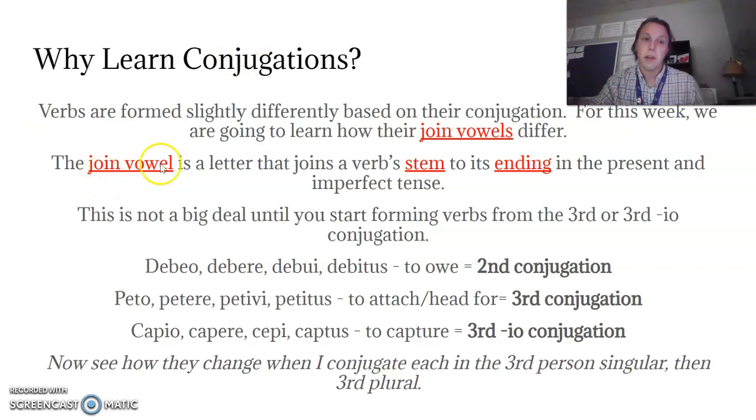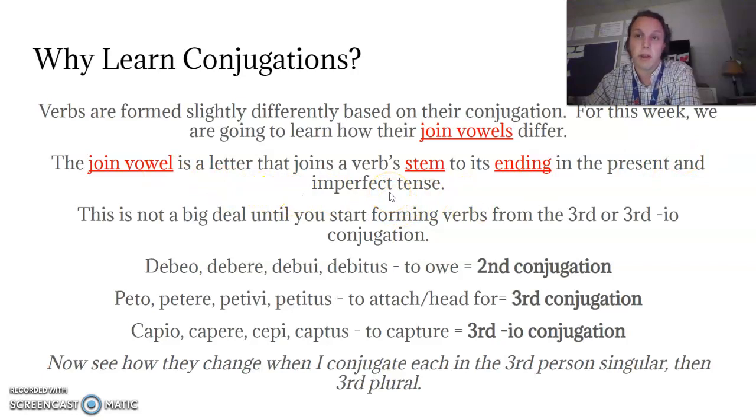So the joined vowel is a vowel, a letter that joins the verb stem. Remember, the stem is the first part of the word, the root of the word that you can add other endings onto. So the joined vowel is the vowel that sits between the verb stem and its ending, like the personal endings, and so on and so forth. And the joined vowel is its own special thing in the present and imperfect tense.